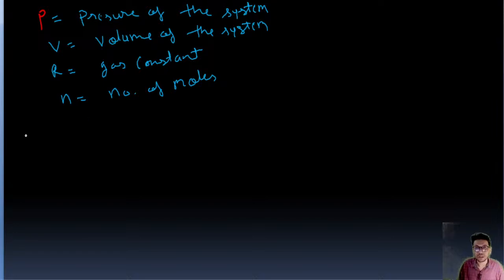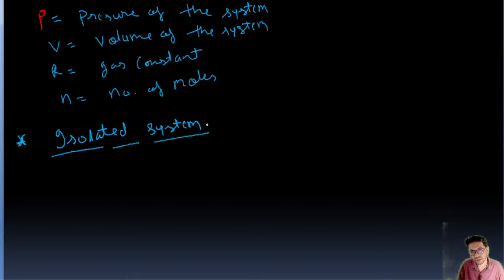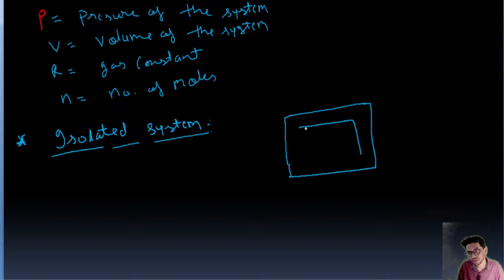Now different types of systems we are going to study. The first system is the isolated system. This is any system. Isolated system means when there is no exchange of heat between system and surrounding.